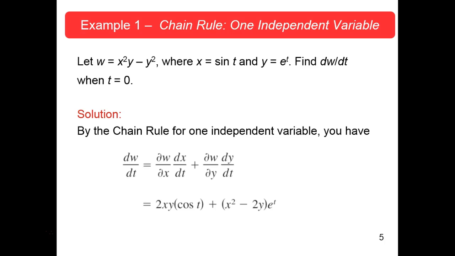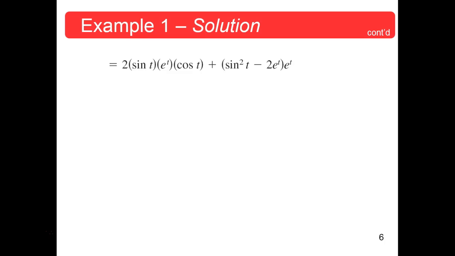that has all three variables all messed up in there, so let's get rid of the intermediate variables and write those in terms of the independent variable t, and you have 2 sine t, I wish they'd left it on the same page, e to the t, cosine t, plus sine squared t minus 2 e to the t times e to the t, exactly what we got.